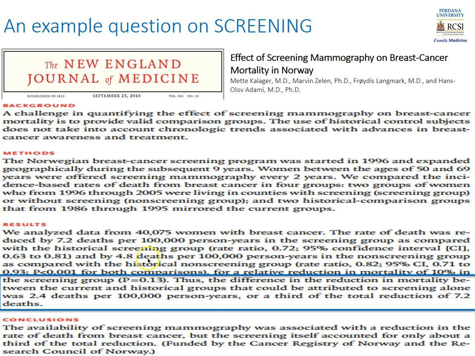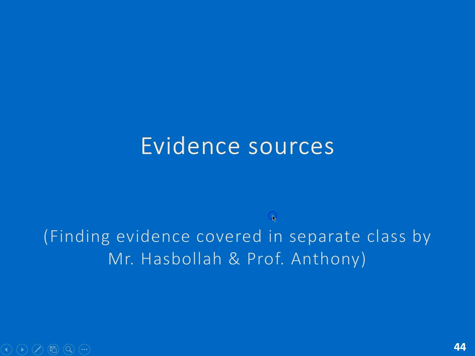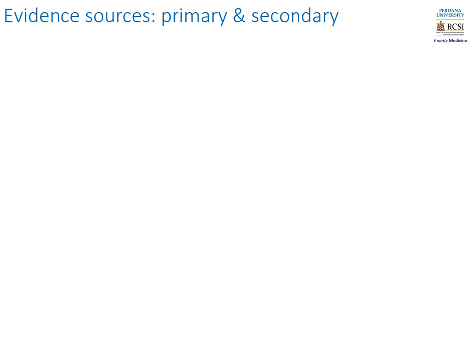This is a cohort study on the effect of screening mammography and breast cancer mortality in Norway. The Nordic Cochrane Group have provided very clear advice about breast cancer screening, and they say it comes down to a discussion with the woman on the level of overdiagnosis. And if the overdiagnosis level is acceptable to the woman, then you go ahead and screen. That's their view of it. We will look at evidence sources and searching for them separately in a separate class.